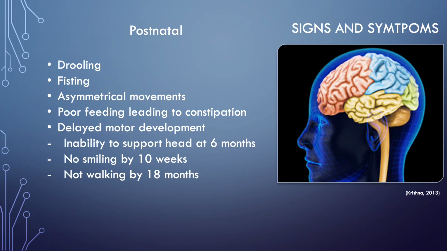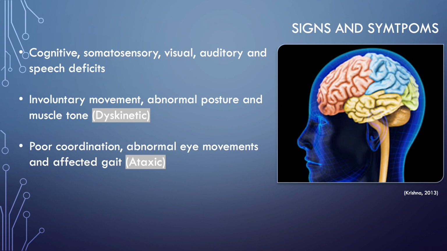With all the different areas of the brain affected, signs and symptoms can extend from a person being ambulatory to non-ambulatory, requiring postural support. Most commonly, CP is recognised when infants fail to achieve expected milestones in motor development. Postnatal signs often noticed are drooling, fisting, asymmetrical movements, poor feeding leading to constipation, delayed motor development, which could include but is not limited to inability to support head at 6 months, no smiling by 10 weeks, and not walking by 18 months.